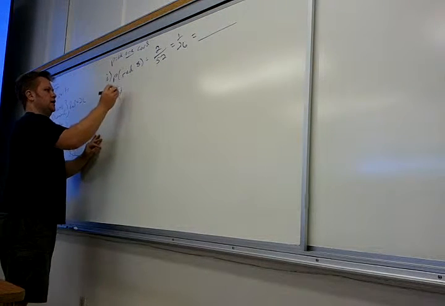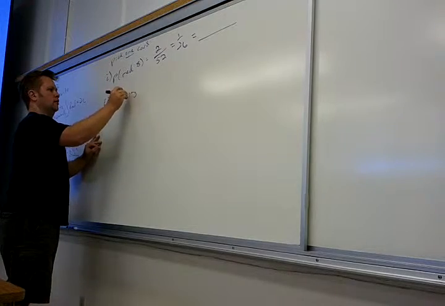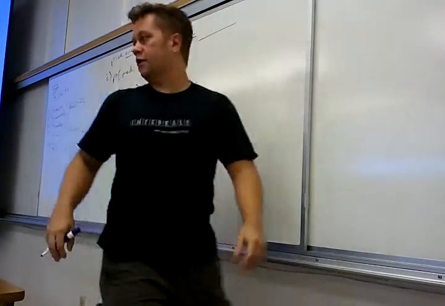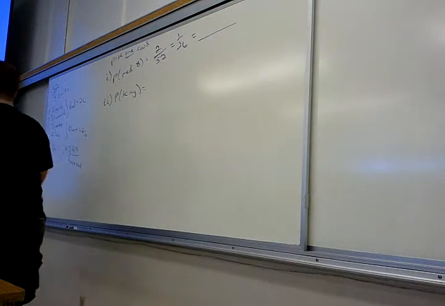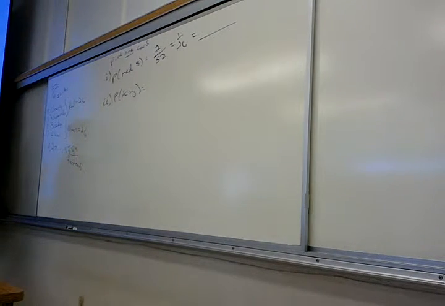What about the probability I get a king? 4 out of 52. And what does that reduce to? Yeah, and I think we talked about that last time, right?